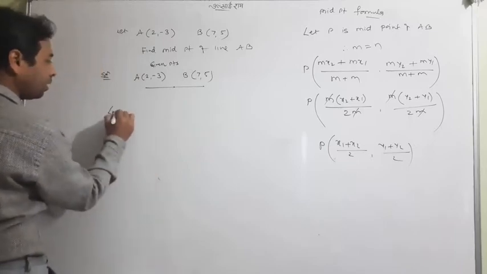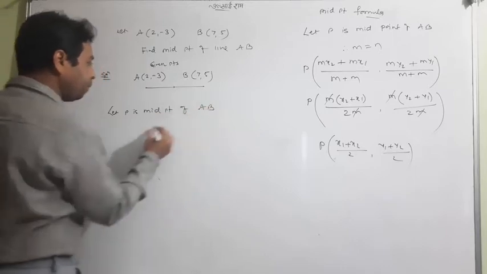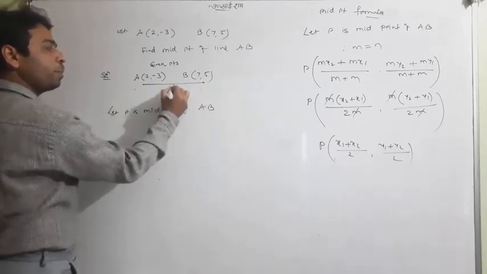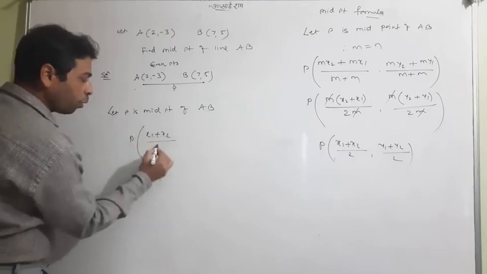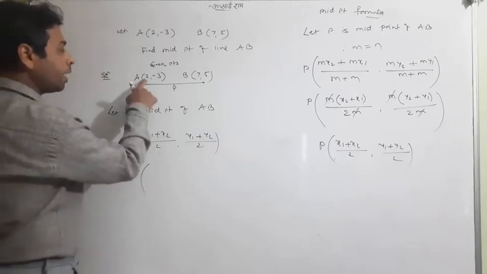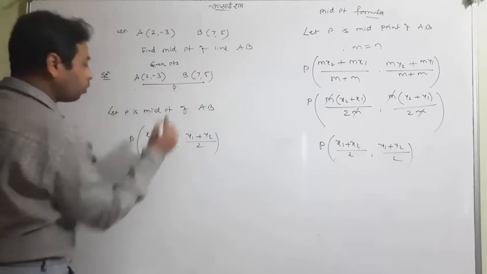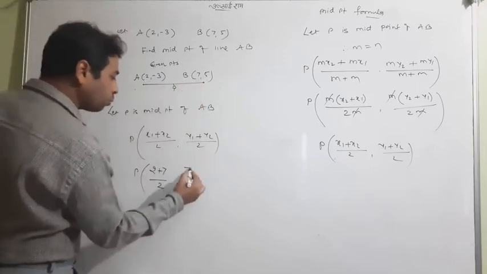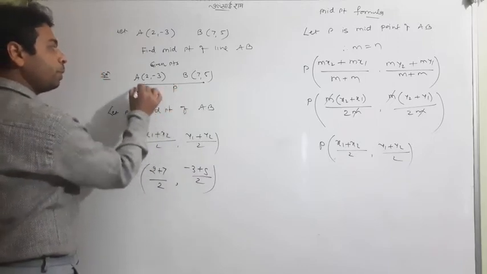Let P be the midpoint of the line joining AB. Suppose you are making a picture like that: it is A, it is B and it is P. So your P will be x1 plus x2 upon 2, comma, y1 plus y2 upon 2, where the points are x1 y1, x2 y2. So your formula gives 2 plus 7 upon 2, comma, 3 plus 5 upon 2. That's simple. This is point P, this is A, this is B.